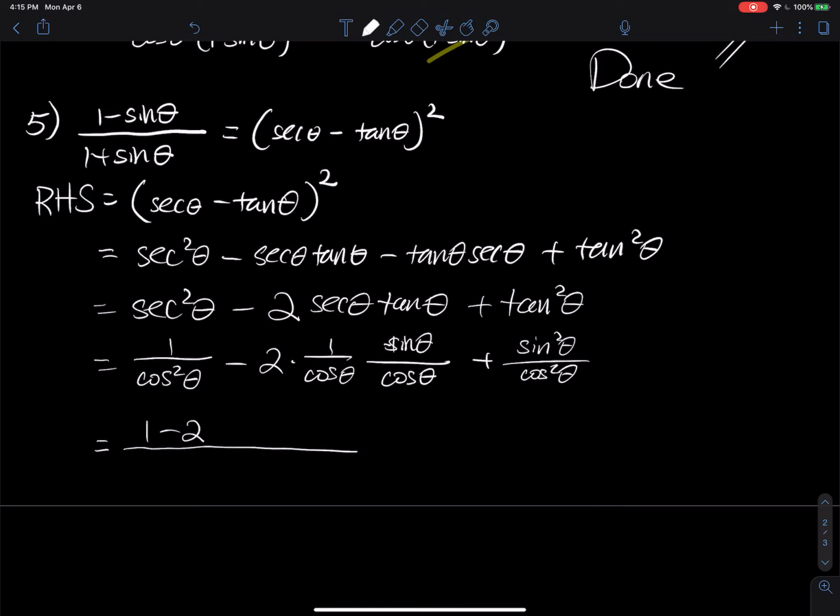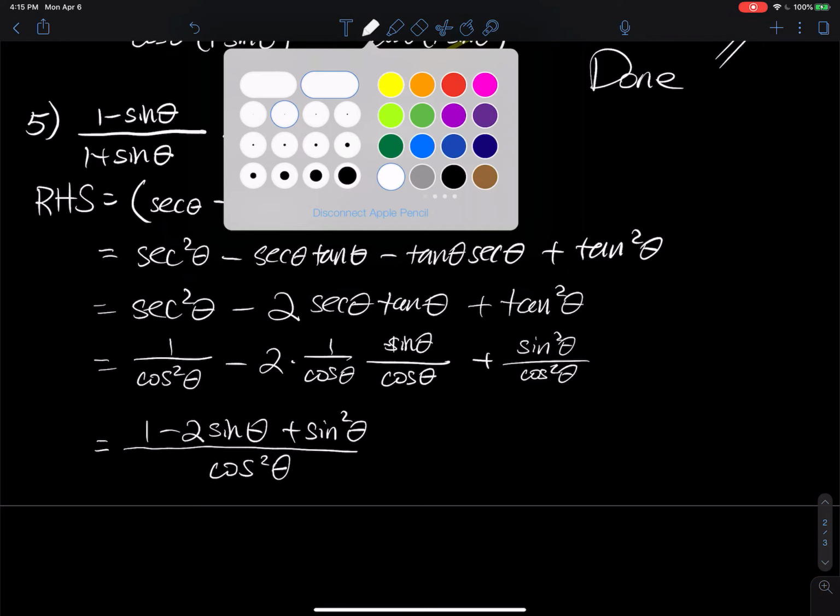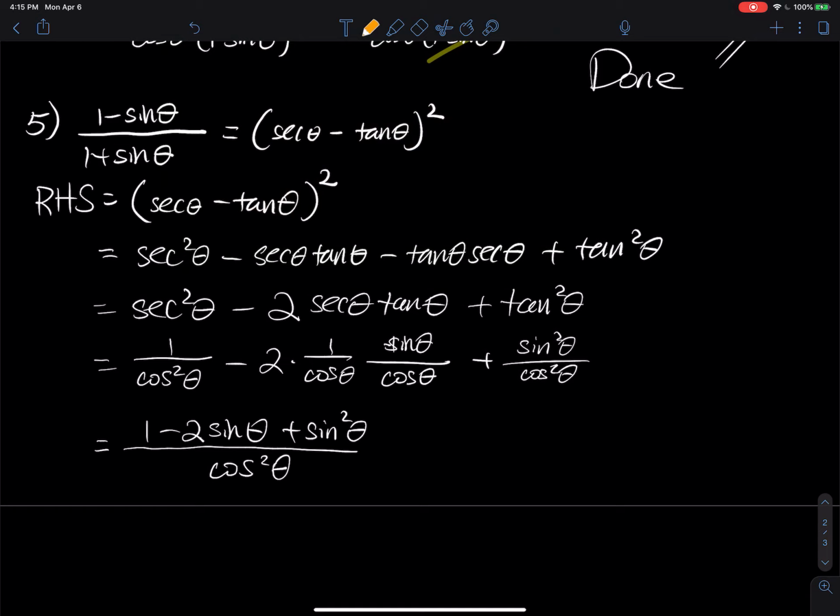1 minus 2 sine, and then plus sine square theta. The bottom is cosine square theta. Okay, look, let me change the color for now. We have 1 minus 2 sine plus sine square. So this is like 1 minus 2x plus x square. I want to factor this. So the answer is 1 minus x times itself.